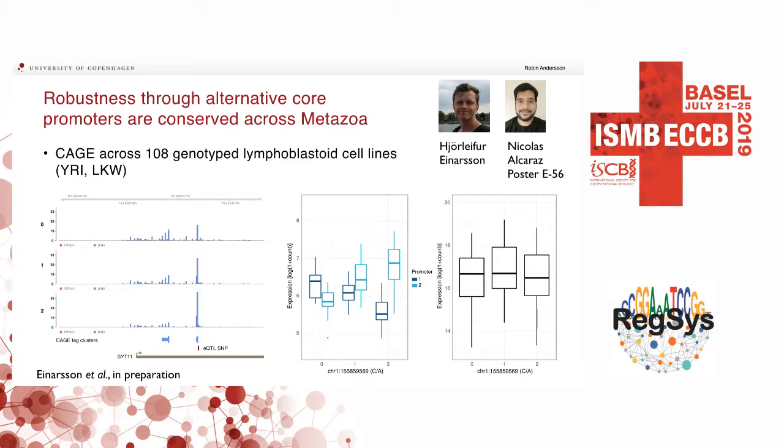So what Shirley did using this data was to follow up on the Drosophila results. And interestingly, he found many cases of this kind of robustness also happening for human genes. So this seemed to be a conserved robustness both in human and fly.